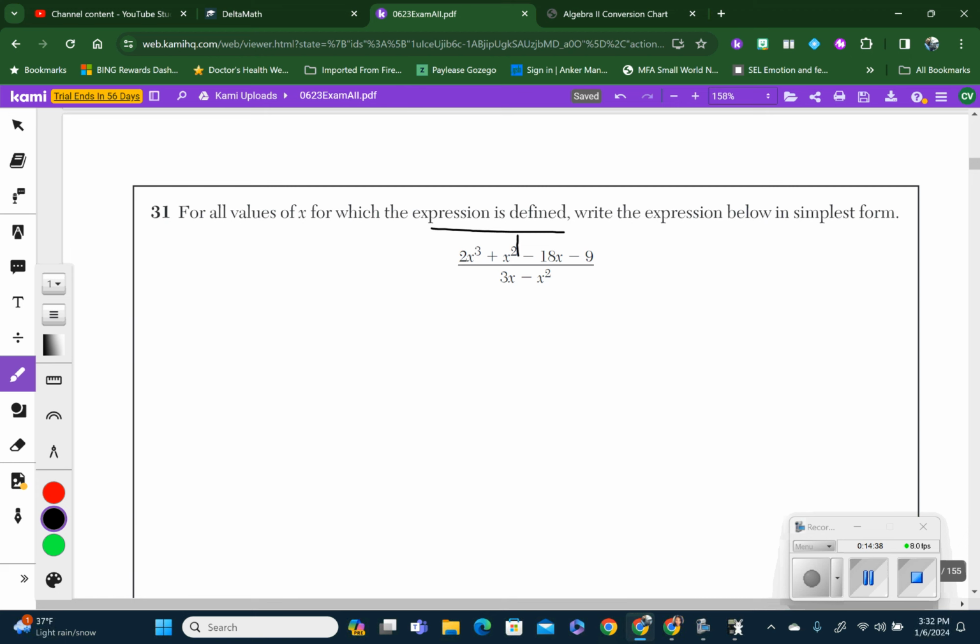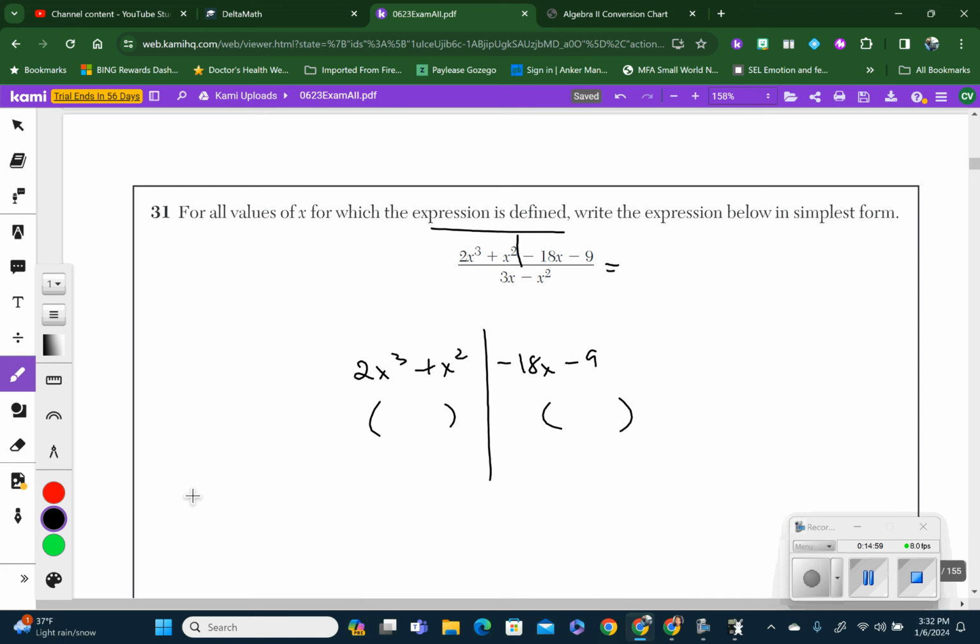So whenever we have 4 terms, we're going to split the numerator down the middle. And so we have 2x to the third plus x squared, and then we have negative 18x minus 9, and we basically have to simplify this. So factor the left, factor the right.